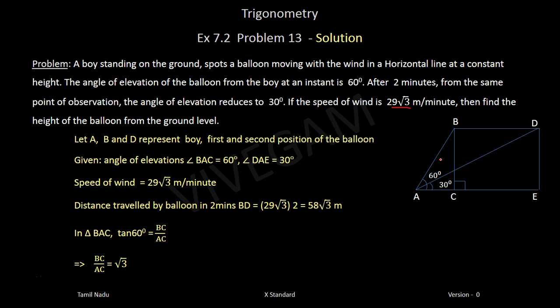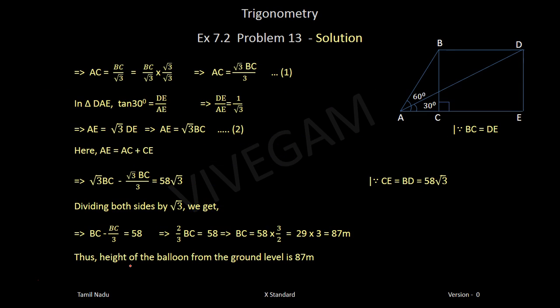Now let's work out the relationship, getting everything in terms of BC. Okay, what is tan 60? Opposite by adjacent. So which means tan 60 is root 3, right? So BC by AC is root 3, or BC is equal to root 3 AC. So this is one relationship. Okay.